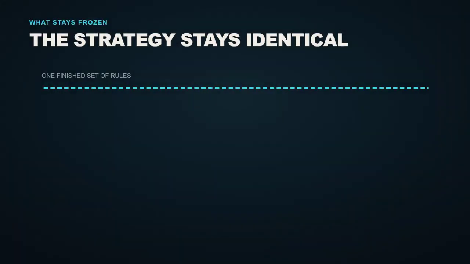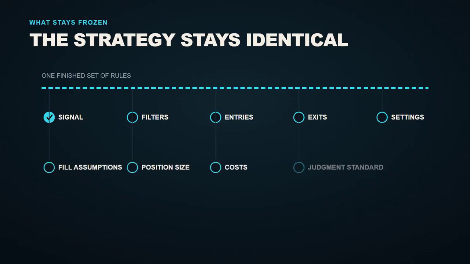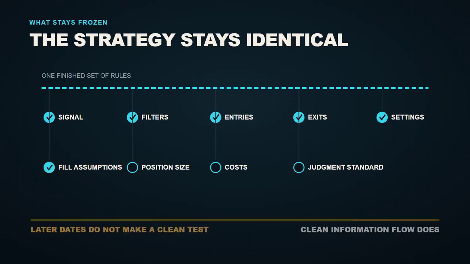That is out-of-sample testing. Before the test begins, freeze every choice that can change the result. The signal, filters, entries, exits, settings, fill assumptions, position size, costs, and the standard used to judge the test. Out of sample simply means outside the history used to develop or select those choices. It does not mean later dates on a chart. It means the later history did not help build or choose the strategy.